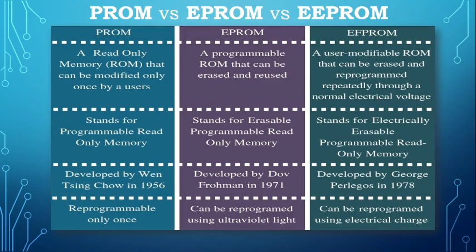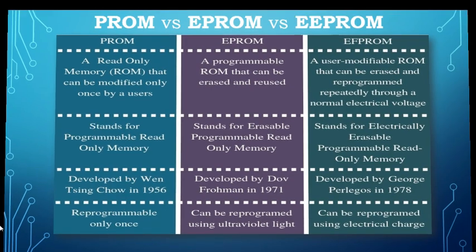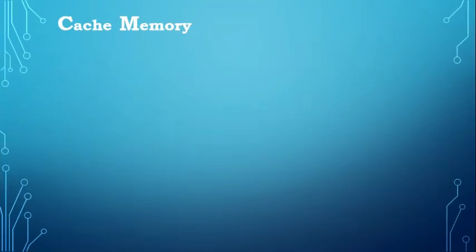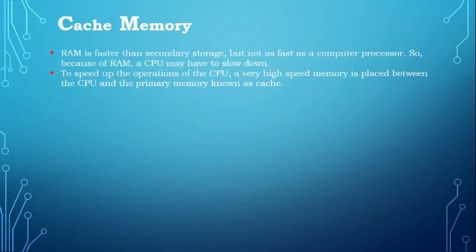Now next we'll see the cache memory. What is cache memory? A RAM is faster than a secondary memory, but not as fast as a computer processor. So because of the RAM, a CPU may have to slow down. To speed up the operations of the CPU, a very high speed memory is placed between the CPU and the primary memory, known as the cache memory.